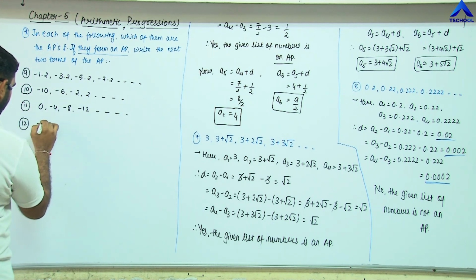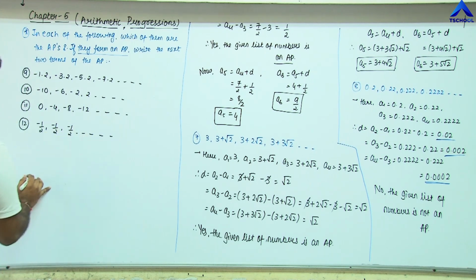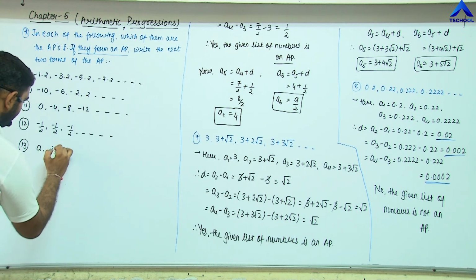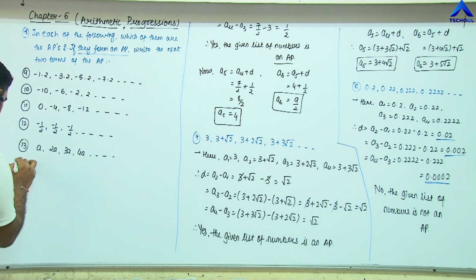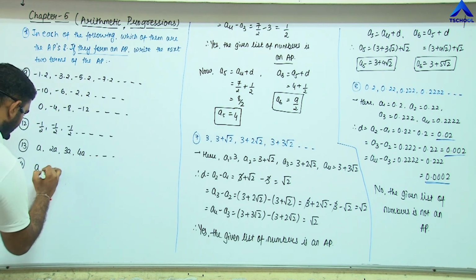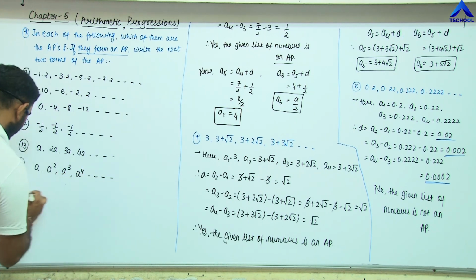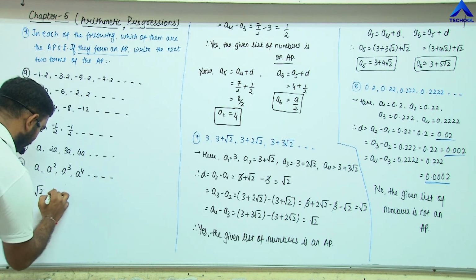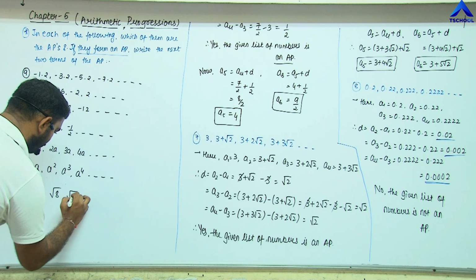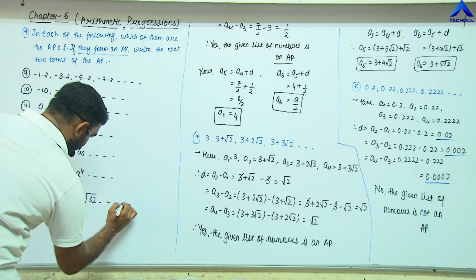12th one: minus 1 by 2, minus 1 by 2, minus 1 by 2 and so on. 13th one: A, 2A, 3A, 4A and so on. 14th one: A square, A cube, A raised to 4 and so on. And lastly 15th one: root 2, root 8, root 18, root 32 and so on.